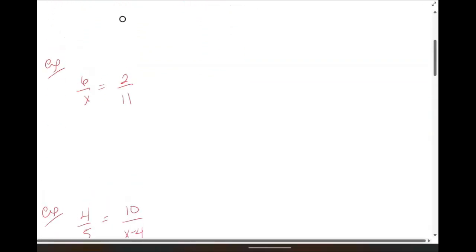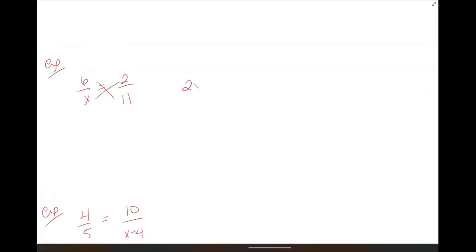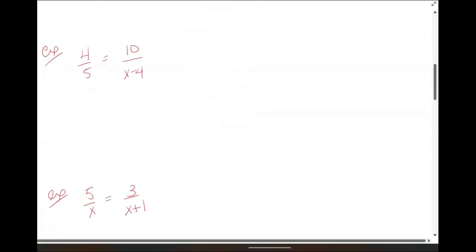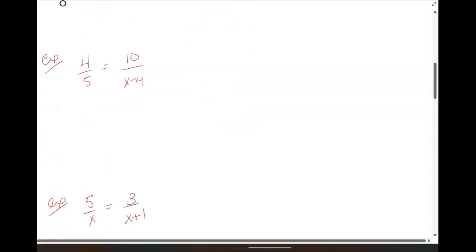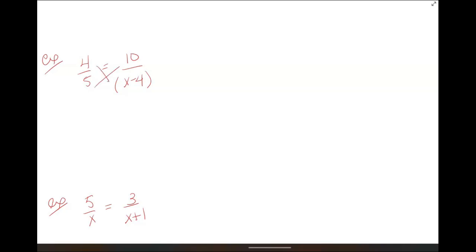Okay, so here's another one. If we set cross products equal to each other, we would get 2x equals 66, and x would equal 33. So those are really easy, especially if you were using a calculator. All right, but there's going to be a few of them where you have more than one term in either the numerator or denominator. And the key is you need to make sure that if there's more than one term, you have parentheses around them when you multiply the cross products.